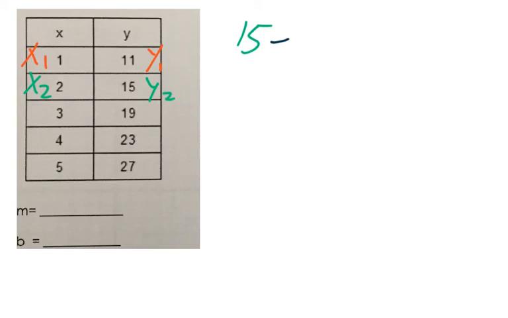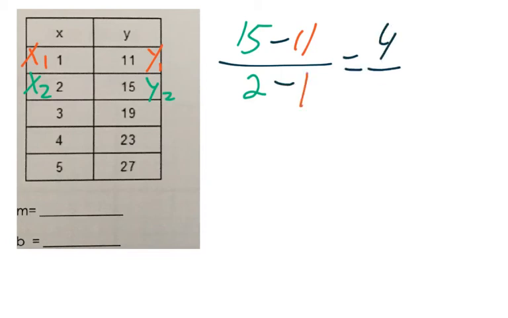So 15 minus 11 over 2 minus 1. And that gives us 4 over 1, or just 4. So that means our slope is 4.